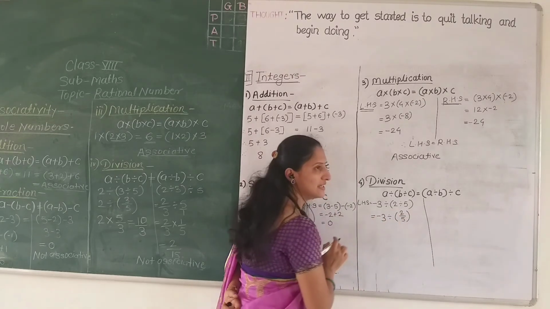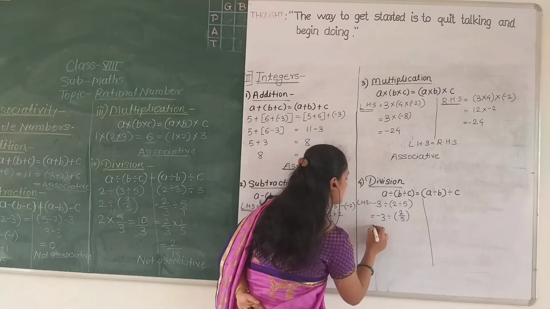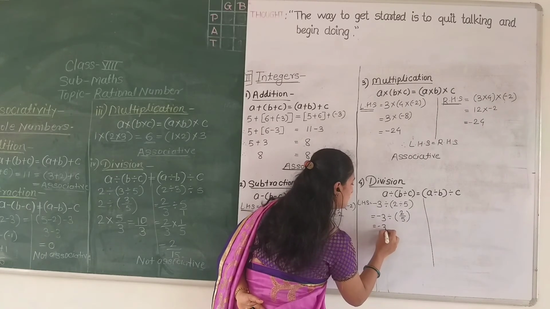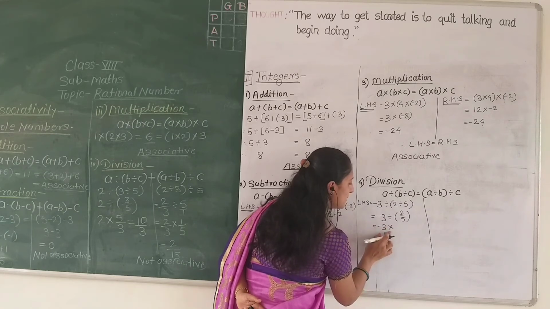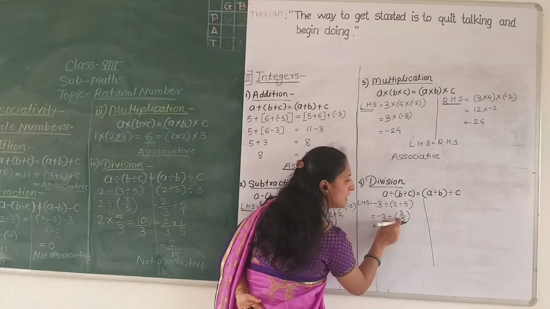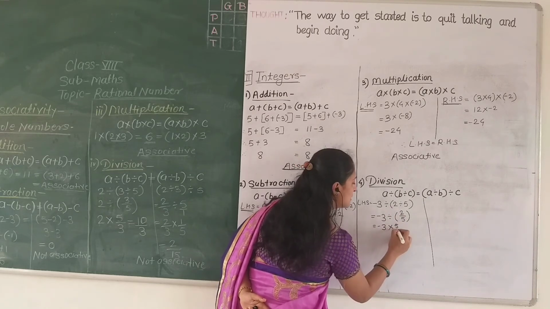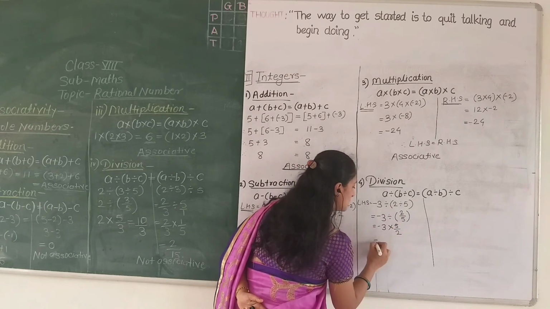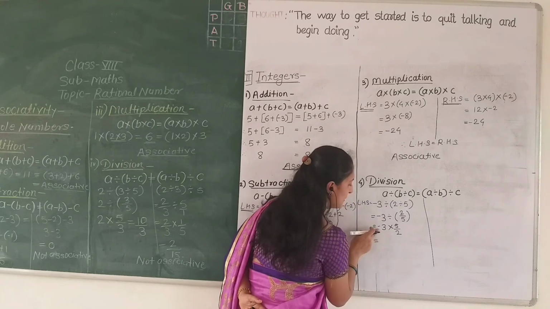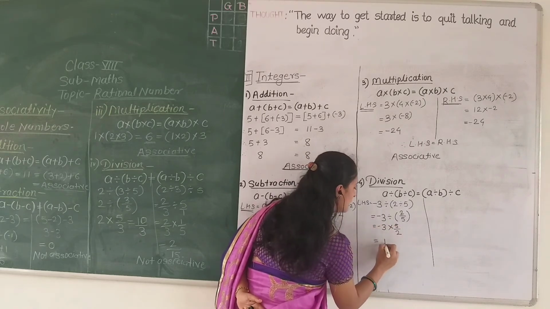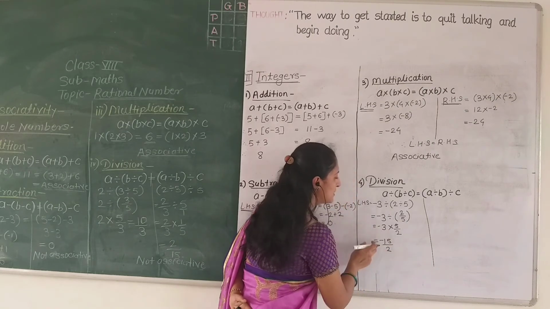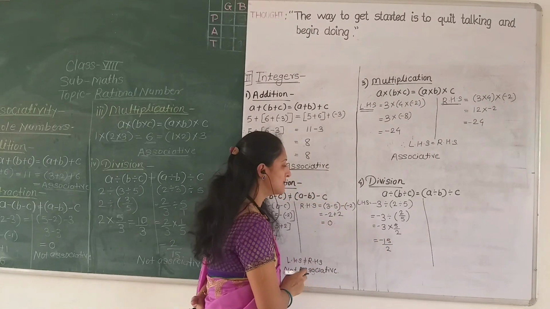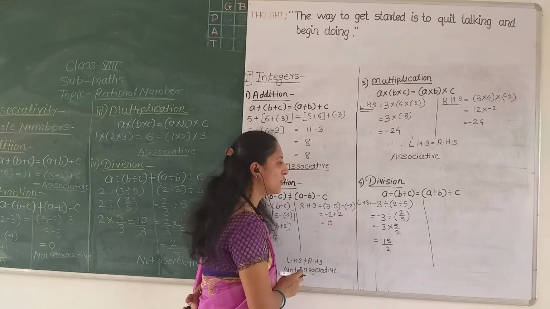So negative 3 divided by 2 upon 5. I will write it in fraction form here. Now the division sign changes to multiplication, and I will take the reciprocal of this number. The reciprocal of 2 upon 5 is 5 upon 2. Now the multiplication is 3 5s are 15 over 2. The answer is negative, so our answer is negative 15 upon 2.